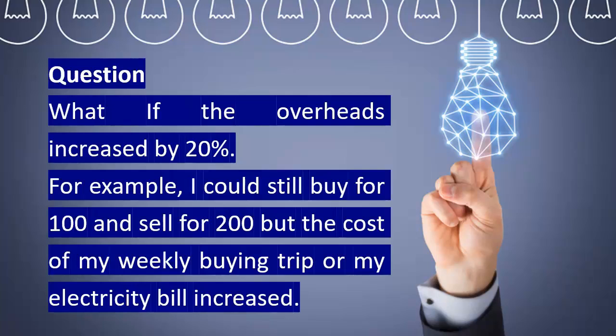Okay, question 3. What if the overheads increased by 20%? For example, I could still buy for 100 and sell for 200, but the cost of my weekly buying trip or my electricity bill increased. Again, you might want to pause the video. I'm going ahead with the answer now.